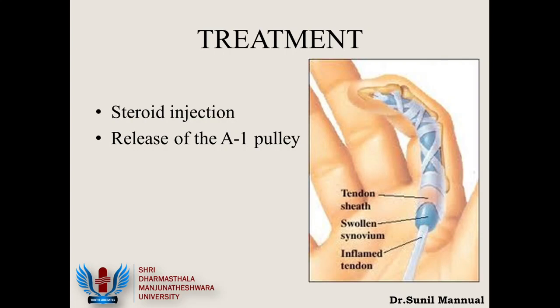So the worry here is that in our effort to help the patient by giving a steroid injection into the pulley, we may end up causing a spontaneous rupture of the flexor tendon. And if you compare the treatment between a surgical release of an A1 pulley versus the treatment of a spontaneous rupture of a flexor tendon, it is 100 times, not 100%, 100 times more difficult to treat a spontaneous rupture of a flexor tendon as compared to doing a simple surgical release of the A1 pulley.